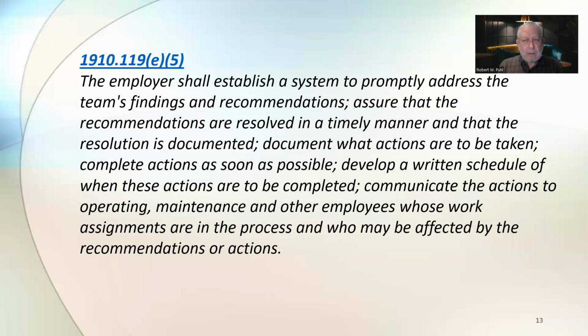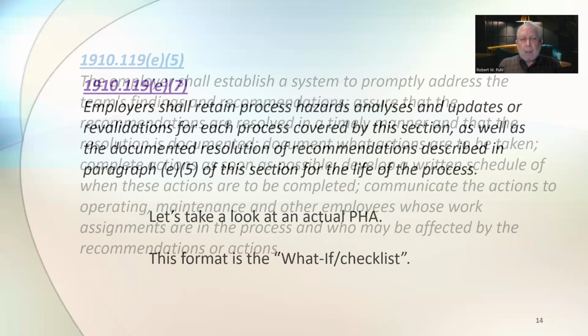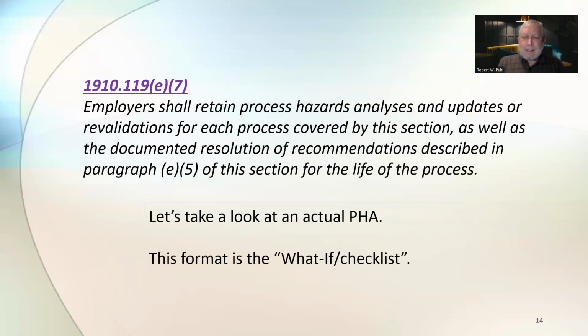So it doesn't say you have to have it done by a certain amount of time, but you should say, okay, this is going to be done by this date. And can you get extensions on that? Of course. I mean, you can't predict everything in the future, what's going to get in the way and that type of thing. But you have to put it down and review it, and communicate what you've done to the operating, maintenance, and other employees whose work assignments are in the process and who may be affected by the recommendations and actions. So if they're affected by it, then they have to know what's going on. That just makes sense, doesn't it?